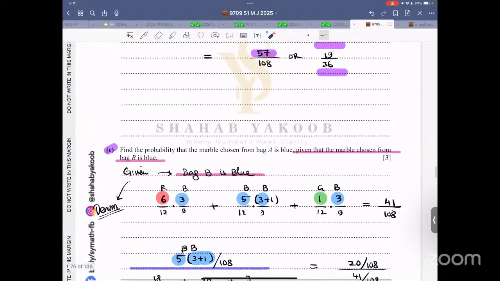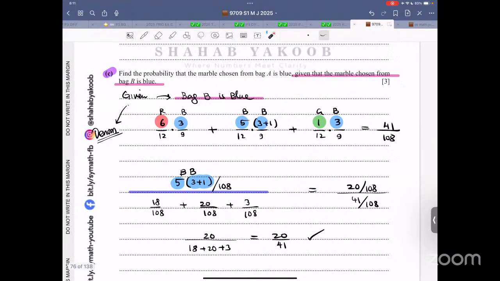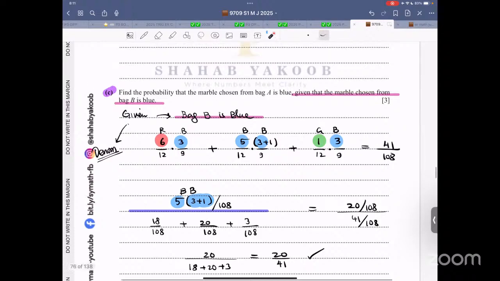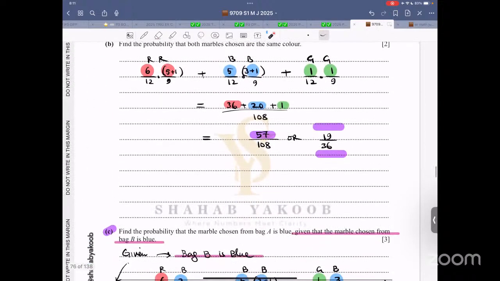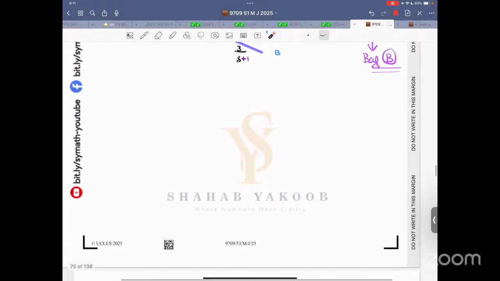So no, 57 is not for this one, my bad. This is 41 over 108. This is 20 over 108. So 20 over 108 divided by 41 over 108. That comes out to be 20 over 41. That is the answer for this particular part. So now this thing is done.